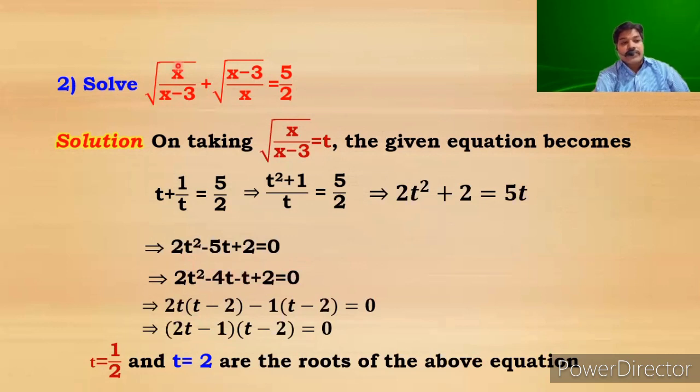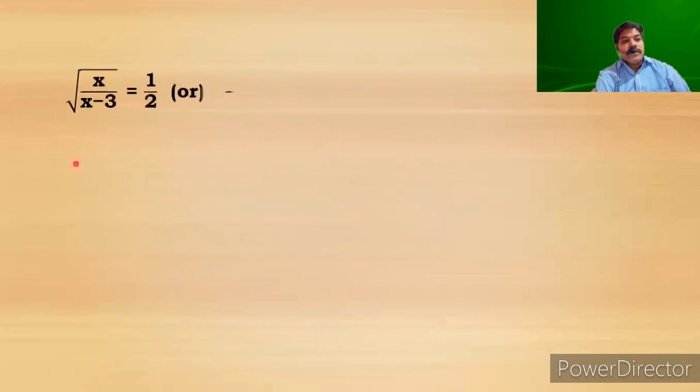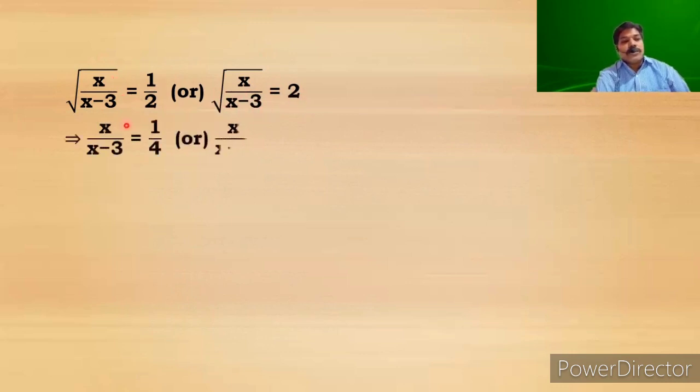That means this equation. But I need the x value, so replace this t value. What is the t value? The t value is 1 by 2. So t is nothing but √(x/(x − 3)) = 1/2, or t = 2, meaning √(x/(x − 3)) = 2. Squaring on both sides, x/(x − 3) will become 1/4, or x/(x − 3) = 4.